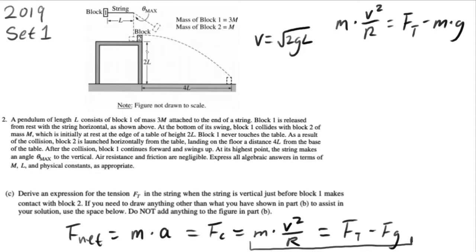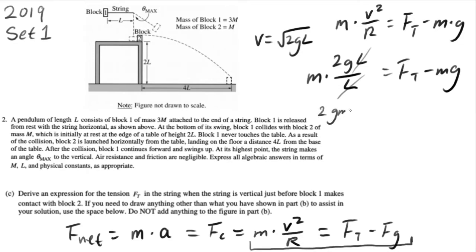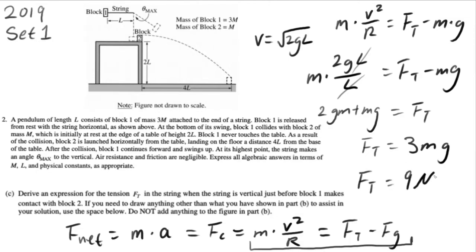By substituting both of these values in, we can get mass times velocity squared, you can get rid of the square root, equals 2gL over L equals Ft minus mg. So obviously the L's cancel out, add mg to both sides, so you get 2mg plus mg equals Ft. And you can add these two together to get Ft equals 3mg. But this m is the mass of block 1. So we have to substitute 3m in for m. So Ft actually equals 9 capital Mg. And that will be your answer for part C.